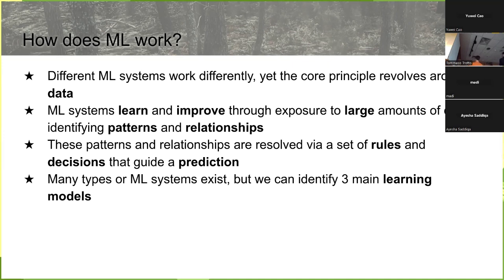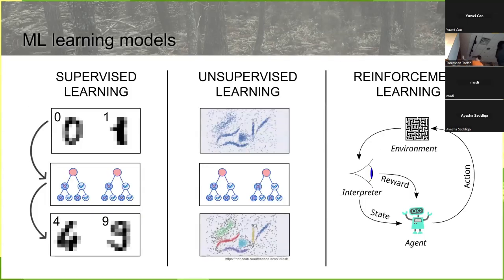So there are many of these systems. We're going to touch on some of these later on in the presentation and within the tutorial. But primarily, we have identified three main types of learning models. The first two, which you're all very familiar with, are supervised learning models and unsupervised learning models.